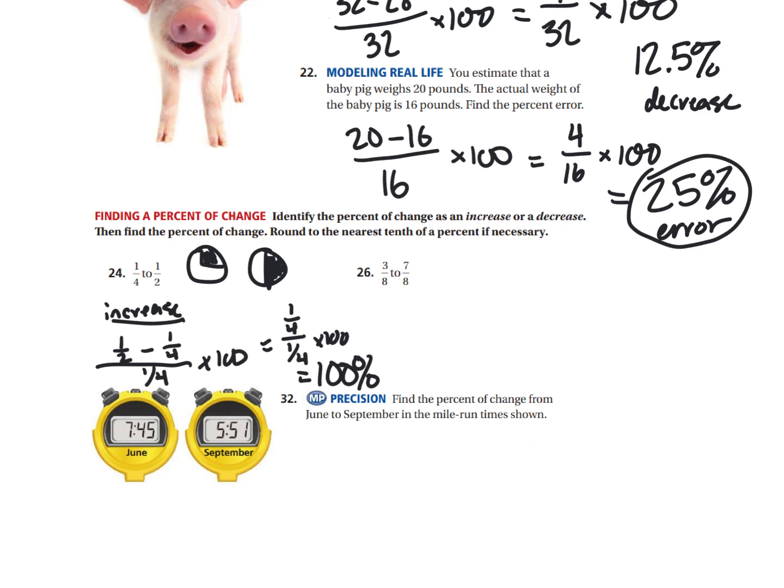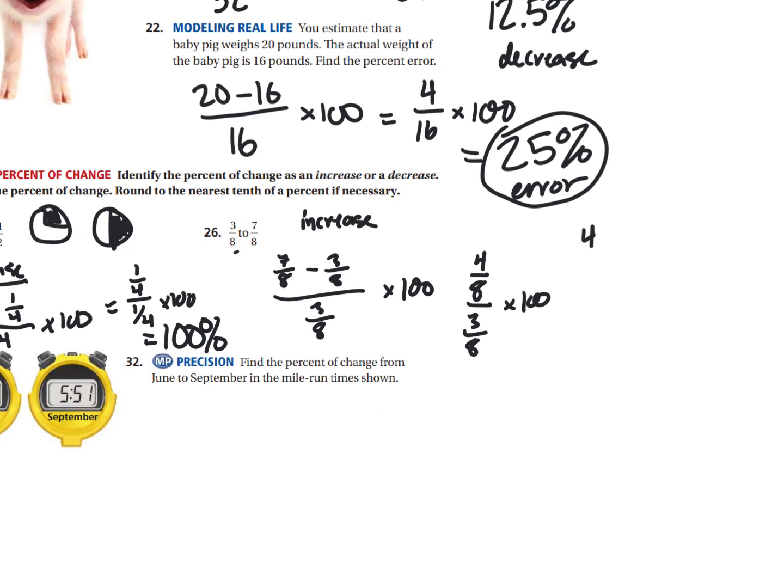For the next one, they both have 8s on the bottom, so I can compare pretty easily. 3 to 7, well, that increased. Dividing then, or doing this, we'll do 7/8 minus 3/8. Our original was 3/8, so we'll put that on the bottom. Multiply by 100. Okay, 7/8 minus 3/8, that's going to be 4/8 over 3/8 times 100.